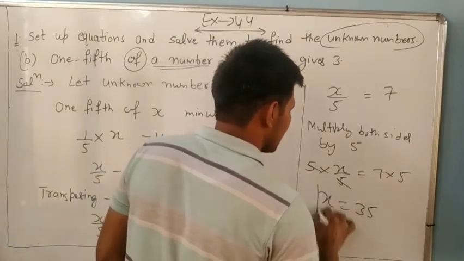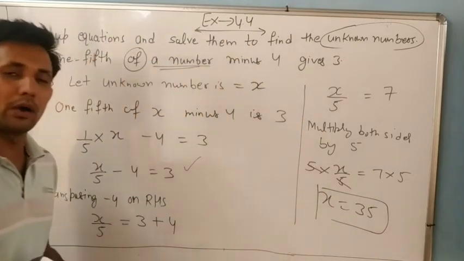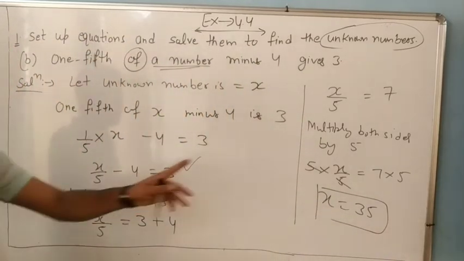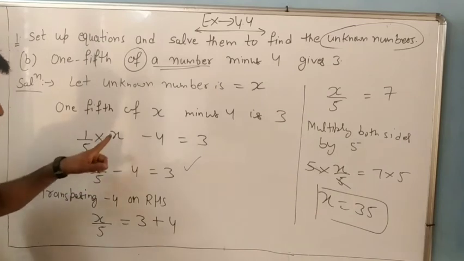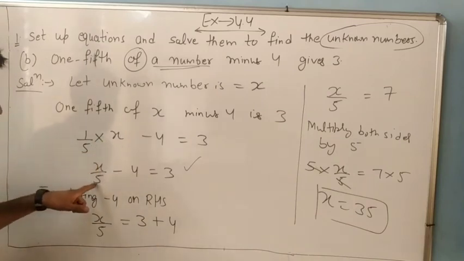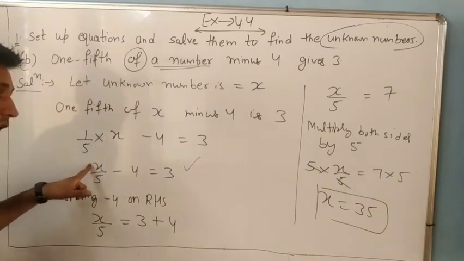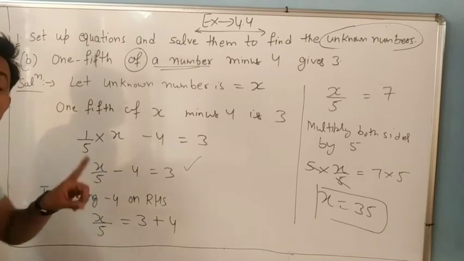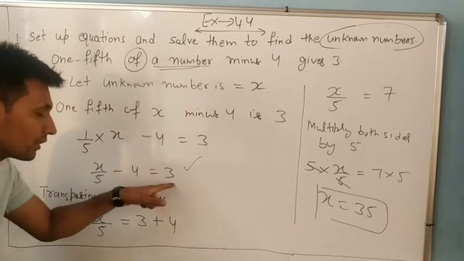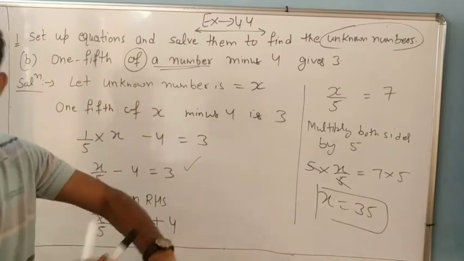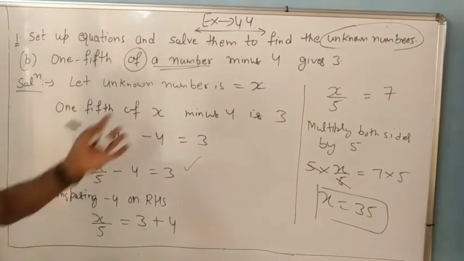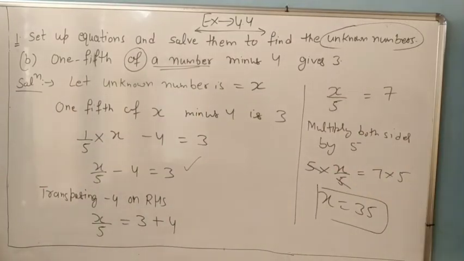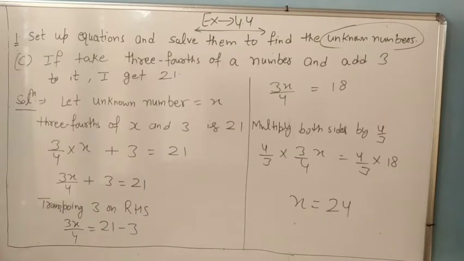So what is your answer? 35. What was this number? 35. You can verify. x divided by 5. x is 35. 35 divided by 5 is 7. 7 minus 4 is 3. Yes, our answer is right. Okay dear? Please note it down. Now we do the next part.